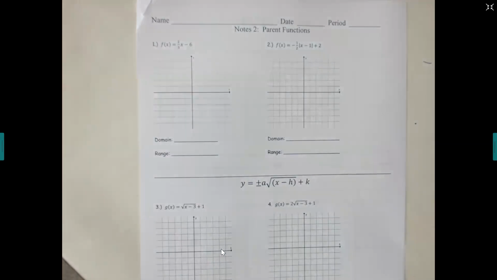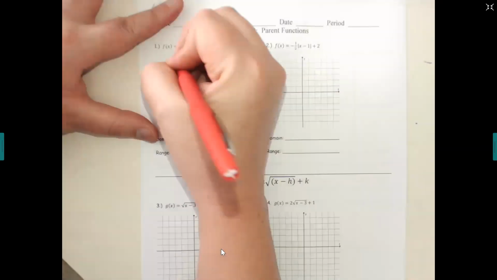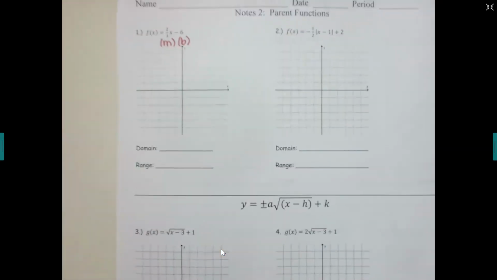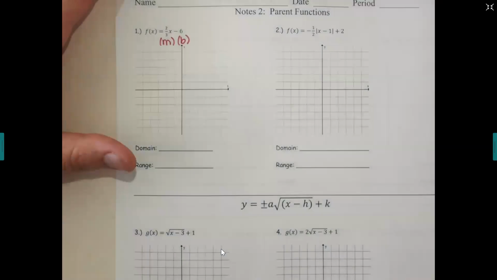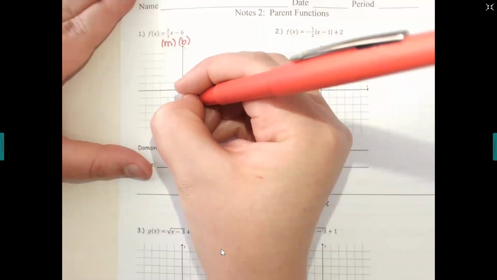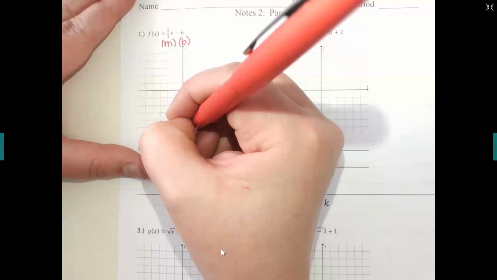Okay, out of your 4 families, linear, absolute value, quadratic, square root. Okay, what type is number 1? It is linear, very good. That means it's y equals mx plus b, very good. Okay, so number 1 is y equals mx plus b. If you want to, you can write linear. Okay, where do I start, with the m or the b? Begin with the b, so it's a -6. So 1, 2, 3, 4, 5, 6.